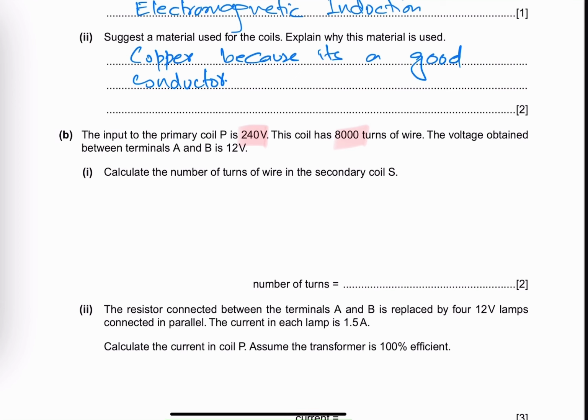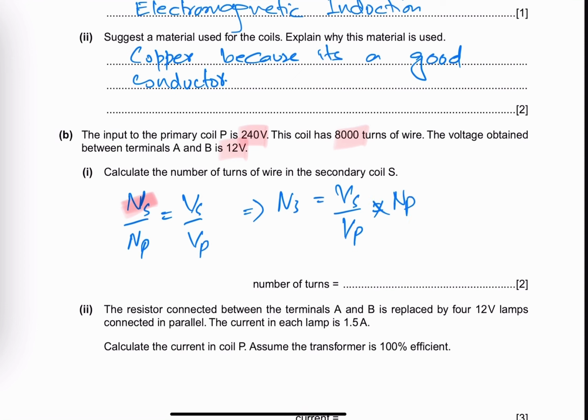In part B, the input to the primary coil is 240 and the number of turns is 8000. The voltage obtained between the terminals A and B is 12. Calculate the number of turns of the secondary. It's the same: you have the transformer equation Ns over Np is equal to Vs over Vp. We have to find Ns. So Ns will be Vs divided by Vp times Np. Vs is 12 divided by 240 times 8000. So it will be 400.